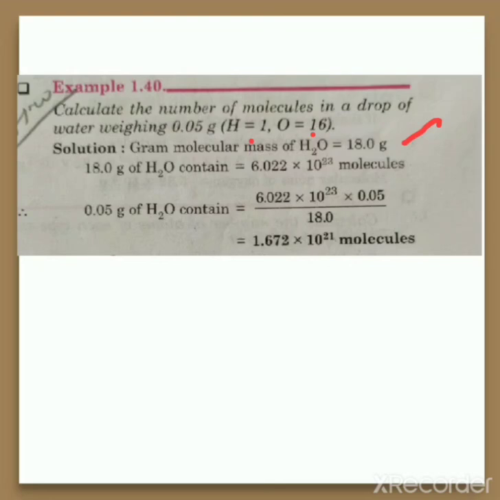As we know, 18 gram of water contains this much number of particles, that is 6.022 into 10 raised to power 23 molecules. Why? Because 18 gram is the mass of 1 mole of water molecules, and 1 mole of a substance contains this much number of molecules. So 18 gram of water contains this many molecules. So what will be for 1 gram? 1 gram will be this value divided by 18.